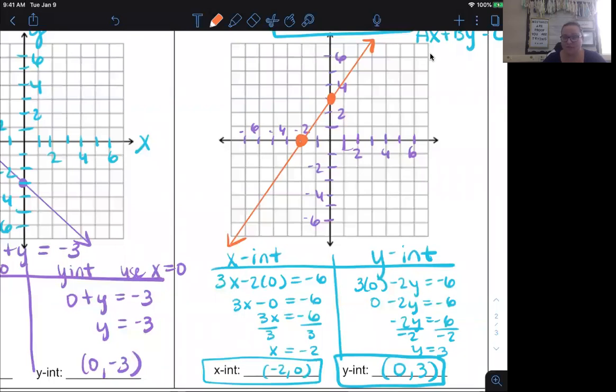As you can see for this equation, I got my x-intercept is -2, 0, and my y-intercept is 0, 3. I plotted those 2 points. I've got my x-intercept, my y-intercept, and then I simply drew the line through them.